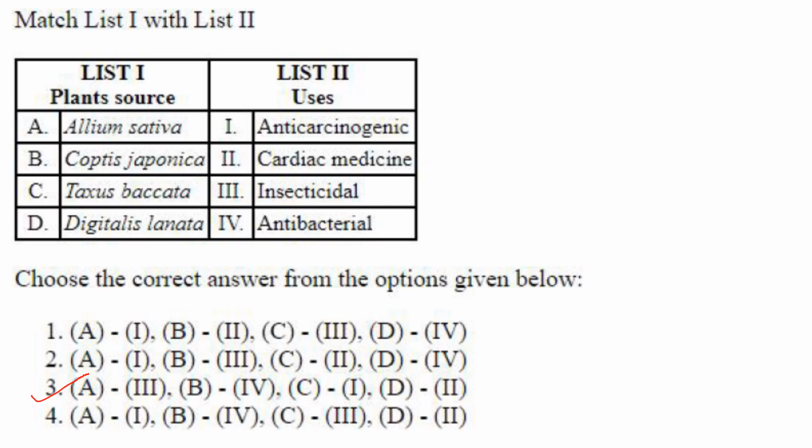A3, okay. B. Coptis japonica, it has antibacterial properties. So B4. Taxus baccata is again anticarcinogenic. And Digitalis lanata is a cardiac medicine. So D2. So A3, B4, C1, D2. So this question shows that you have to be thorough with your economic botany. So A3, B4, C1 and D2 is the answer.